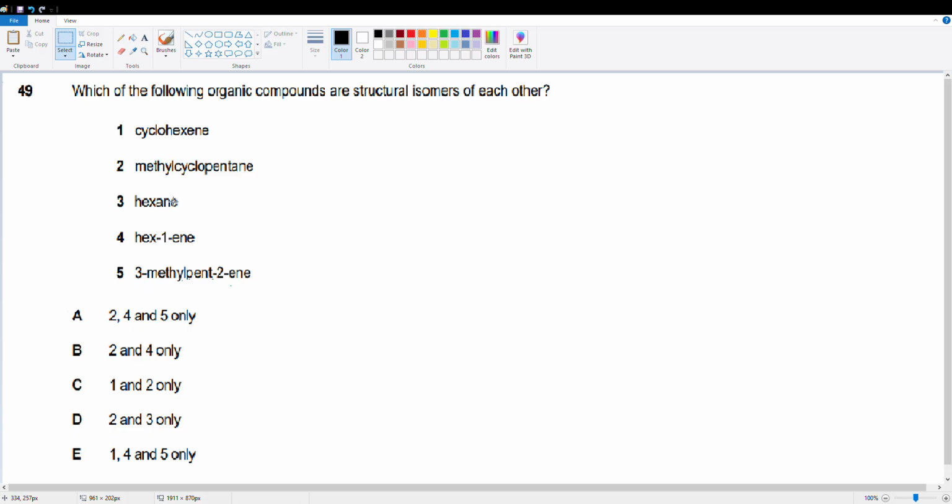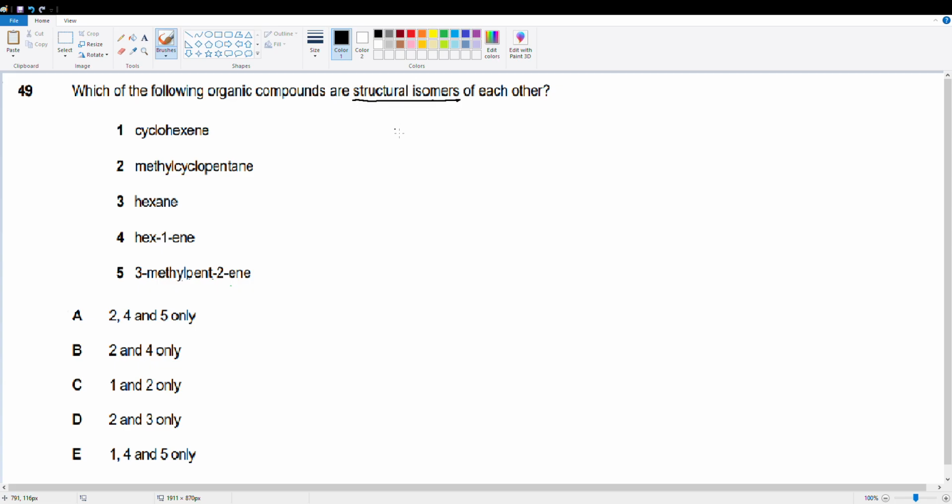So this is chemistry question 49 from the IMAT 2022 past paper. Let's solve this question. It says: which of the following organic compounds are structural isomers of each other? We have five given compounds in the list. Before we solve the question, we have to understand this term, the structural isomer.